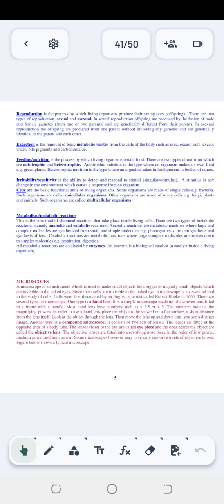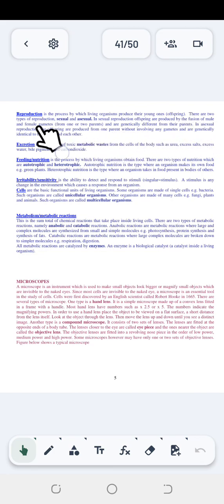So we discussed some of them. Now let's continue. Basically, there are 7, so we're going to just discuss the 7 from where we ended. We're going to start with reproduction. Very important. Reproduction is the process by which living organisms produce their young ones, which are offsprings.